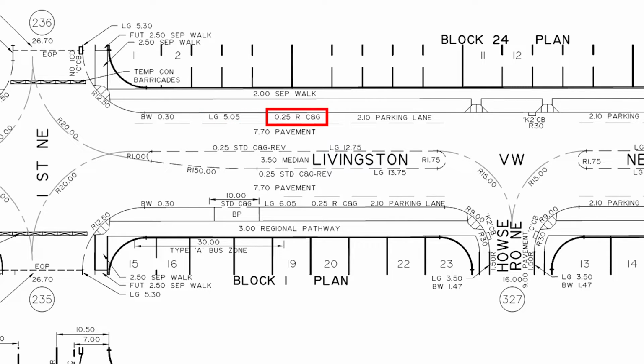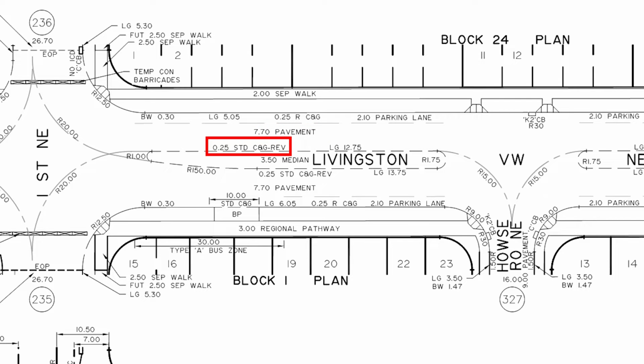0.25 RC and G means the curb is 250 millimeters curb and gutter, with the R meaning the curb is rolled. Pay attention, as there are sometimes similar codes that mean completely different things. For example, we see another R elsewhere, but it refers to the radius of a curve. In this case, the curb has a 9-meter radius. 7.70 pavement means the road is 7.7 meters wide, lip of gutter to lip of gutter. Plans prepared in Calgary follow this standard, however some follow different standards. Be aware of the source of the plans you are looking at.